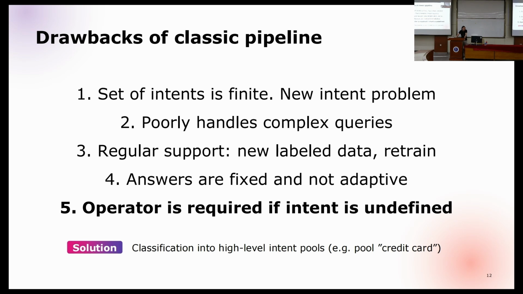The next thing is the operator. An operator is required if we don't know what intent the message belongs to. And a good idea is to create a hierarchical classification, where we group some intents into higher level groups. Those groups are called pools, and we do this higher level classification. For example, if a client asks us something about credit cards, we don't know exactly what he wants, but we can classify that this is the credit card pool, and we can answer him with a predefined answer. For example, we can ask him what exactly he wants about credit cards.